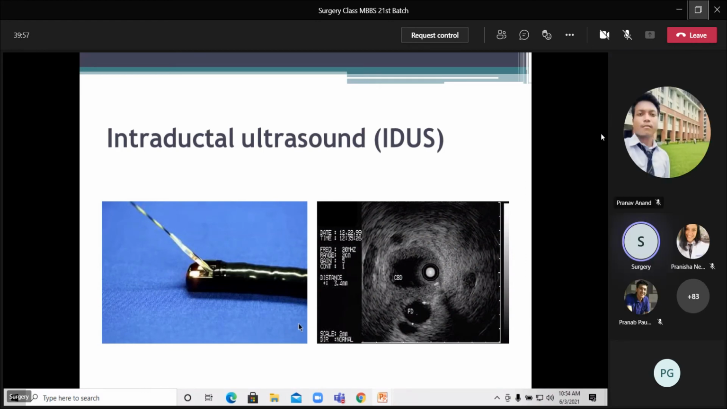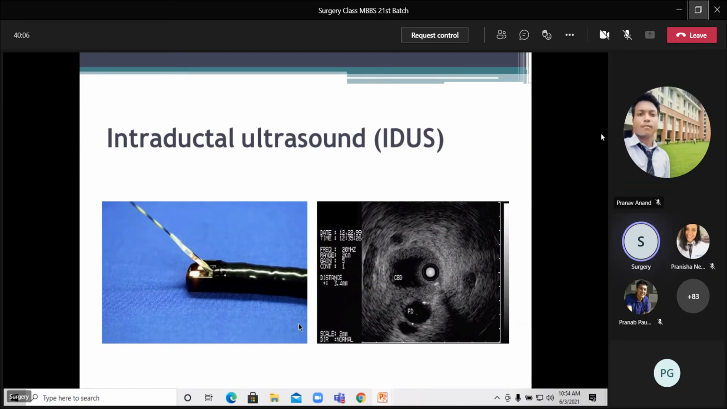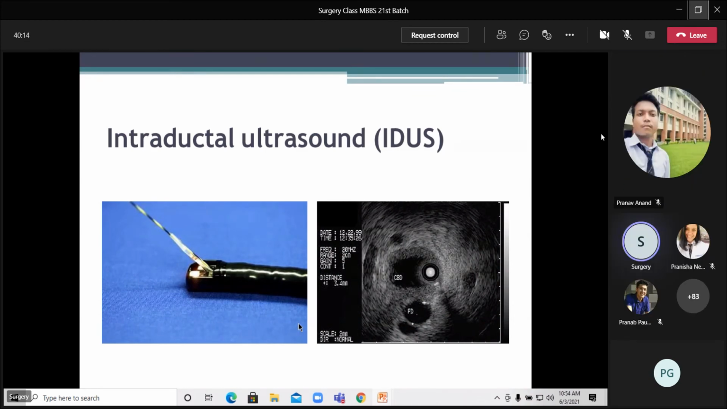I think intraductal ultrasonography is not available yet in Nepal. It is only in very few centers in the world, not everywhere, maybe in the US or some European countries, or I don't know whether in India as well. In India, I don't think they have got an intraductal ultrasound yet.